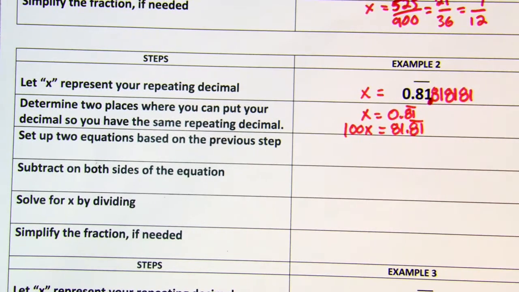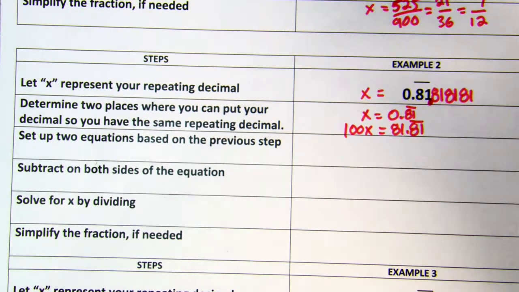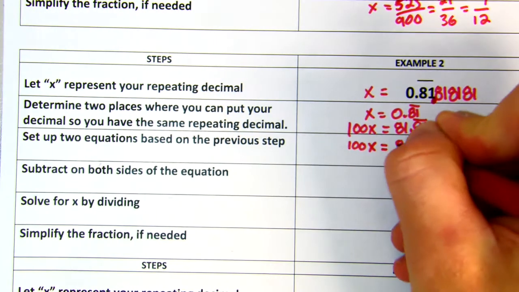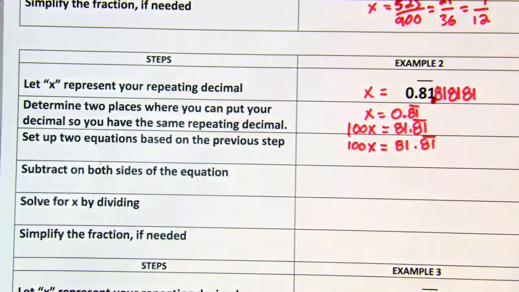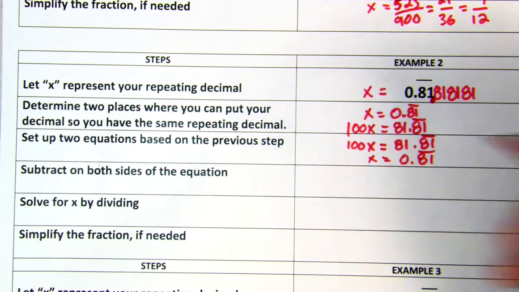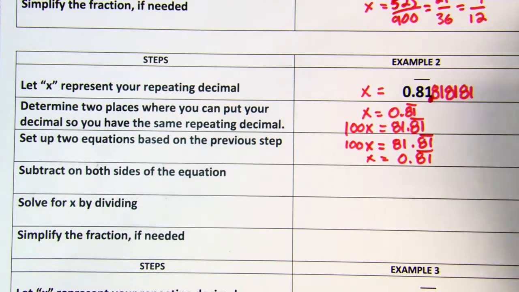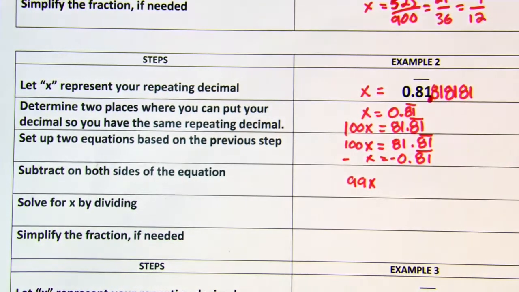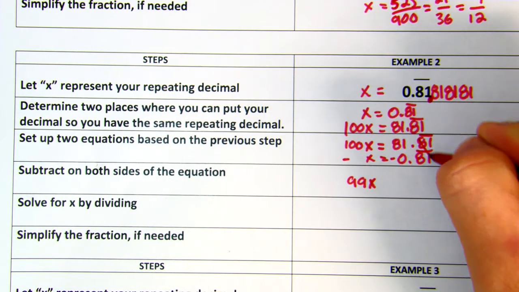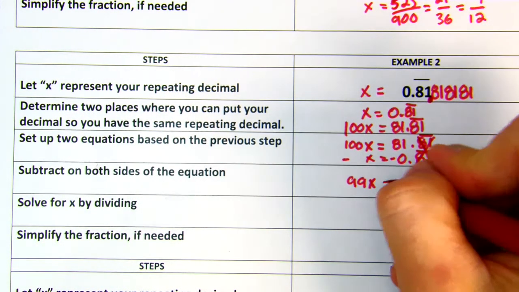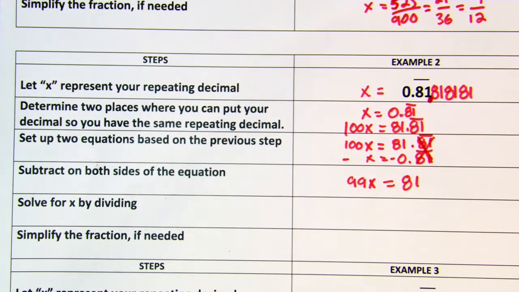Now let's go ahead and set up our two equations. Again, I'm going to make sure I put the larger one on top, so I have 100x is equal to 81.81 repeating, and then I have x is equal to 0.81 repeating. When I subtract them, I say 100x minus x is equal to 99x, and then my 81s repeating cancel each other out, leaving me just 81 all by itself. So 99x is equal to 81.